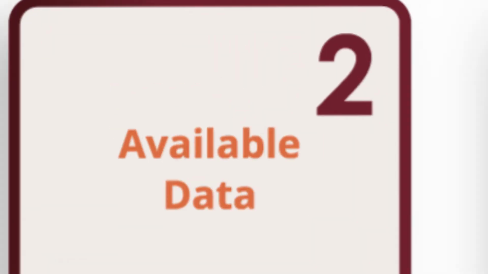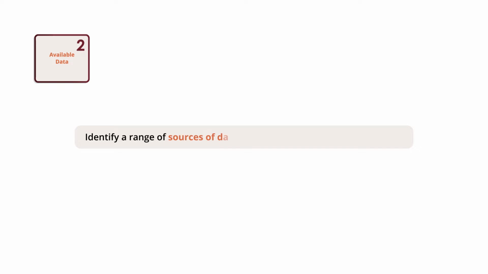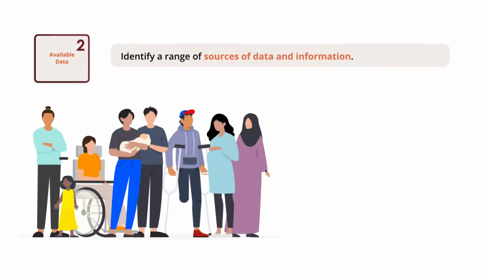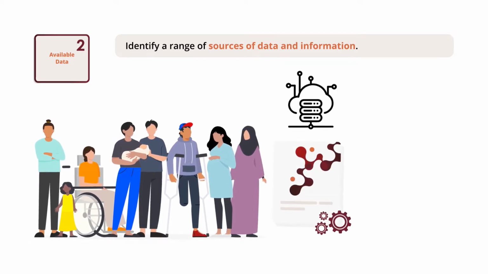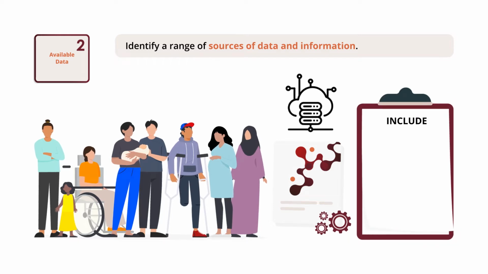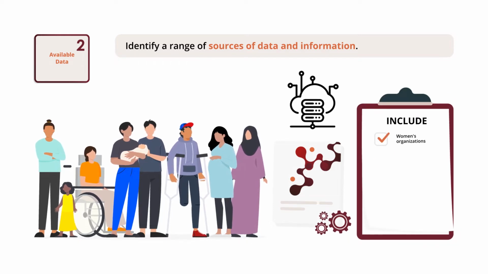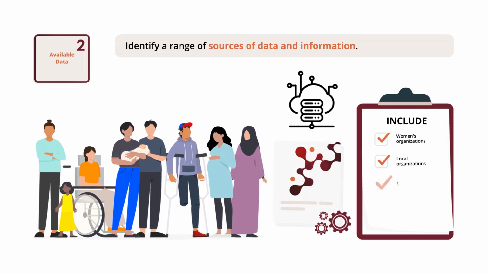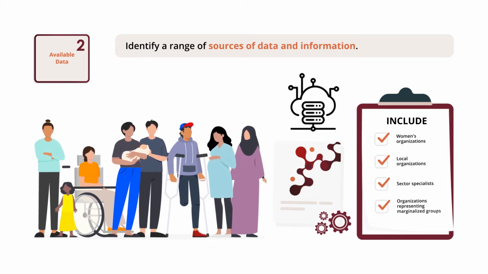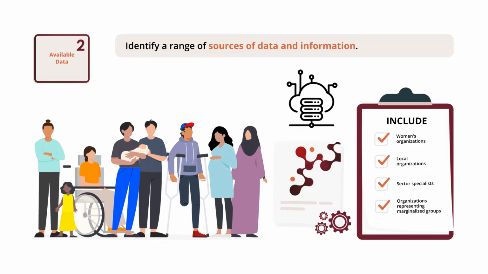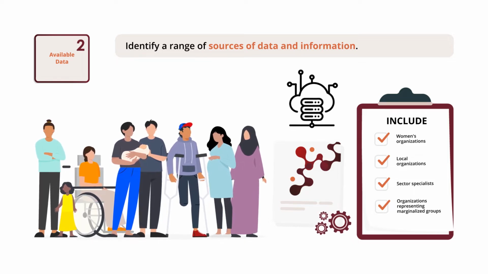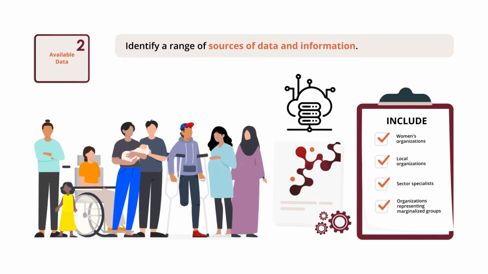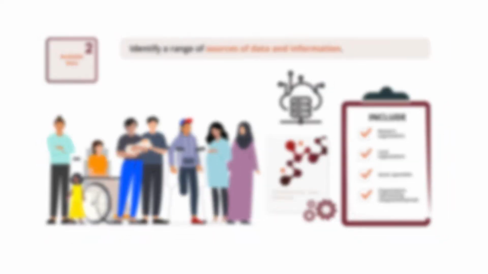Step 2. Identify a range of sources of data and information. These can include key individuals, databases, reports, etc. Make sure to include women's organisations, local organisations, sector specialists, and organisations representing specific groups such as LGBTQIA+ persons, Indigenous people, and persons with disabilities.